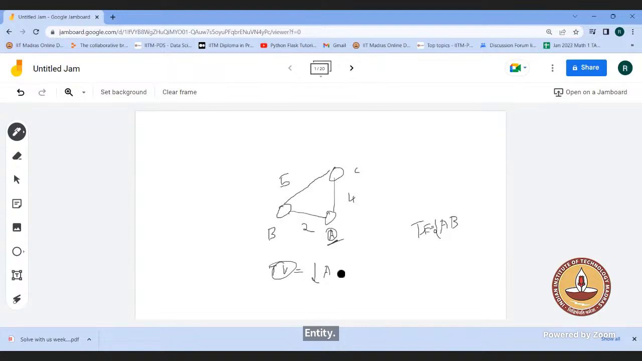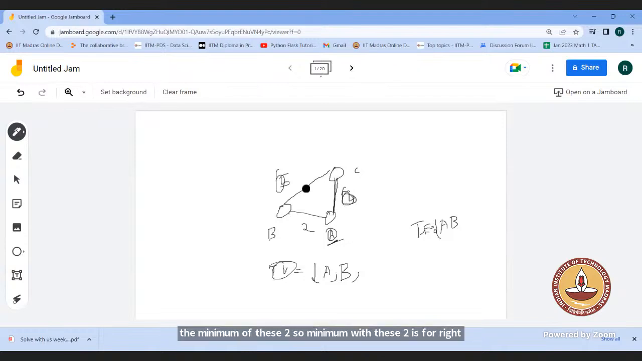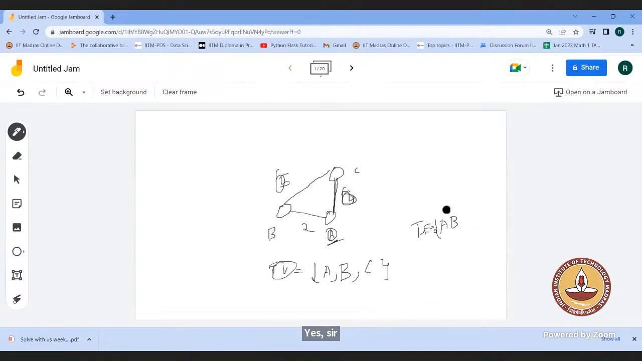After we go to B, we add B also here. Then we can go from A to C in 4 units, and from B to C it is 5. We have to choose the minimum of these two. The minimum of these two is 4, so we will choose this edge instead of that edge. C will be added last, and the final edge which will be added is AC.